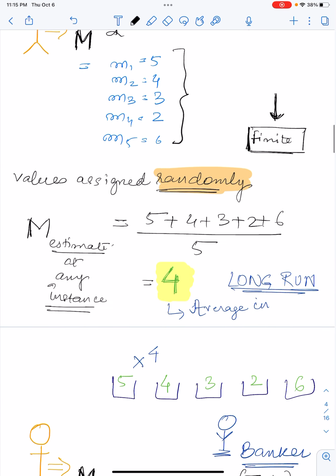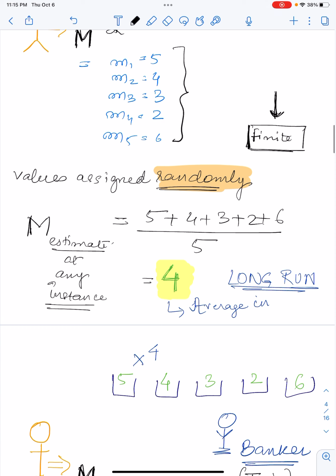So a very simple and naive way to get the estimate of this M at any instance, if this experiment is performed in the long run, is just to sum these up and get the average. In our case, it will be 5 plus 4 plus 3 plus 2 plus 6 divided by the total number that is there, 5. This is a very naive way of saying what is the possible value of M at any instance. So this is generally the average in the long run, and this long run is a very important statement.